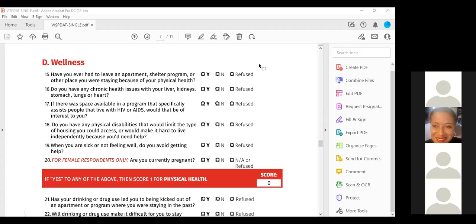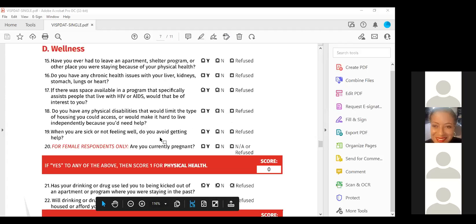It could be that their knees or their hip and going up and down the stairs. I get that a lot. No, I can do it because they want to get in housing. So again, just being mindful of the things that they give you. And then 19, I'll get no quite often.